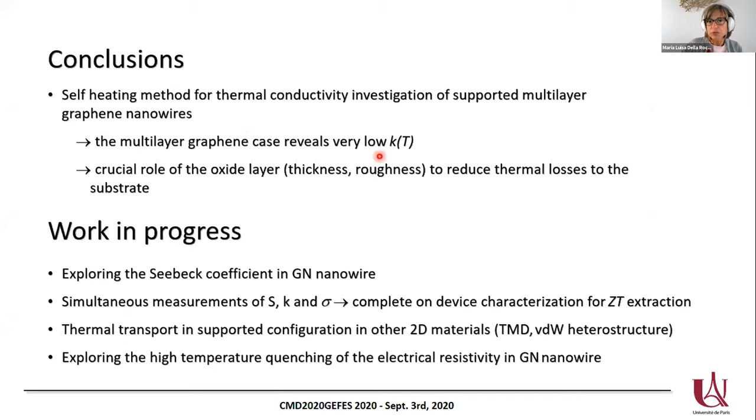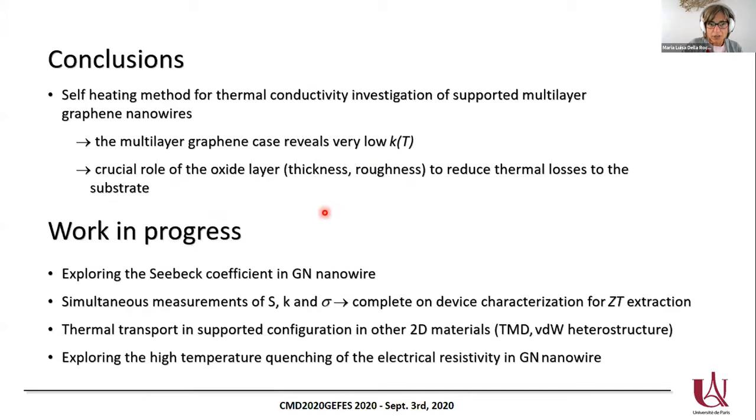So we have revealed for the moment low values of K, and we think that there is a crucial role played by the oxide layer, in terms of thickness and roughness, in reducing thermal losses through the substrate, and so also in allowing this method to give a valid estimation of K.